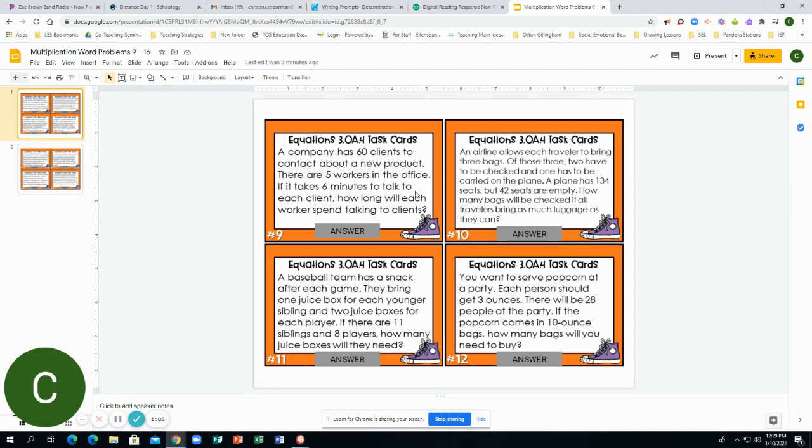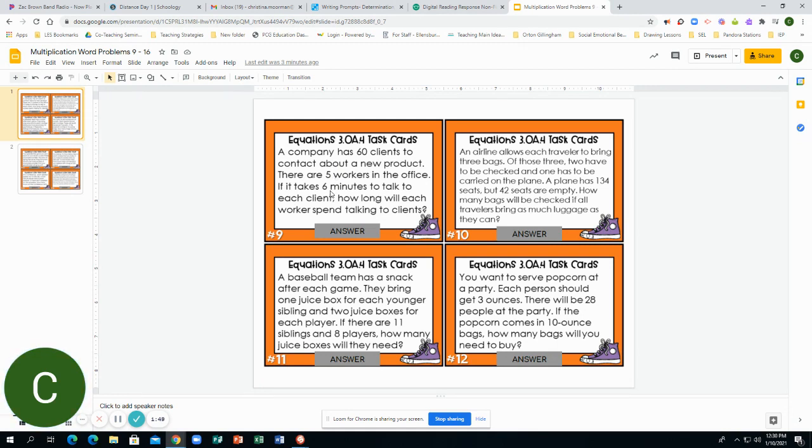There's a couple things we have to figure out first, right? How many clients will each worker talk to? If I take 60 and I divide it equally by 5, how many clients is that? How many 5s make 60? So take your multiplication sheet or count by 5s. Do it with me. 5, 10, 15, 20, 25, 30, 35, 40, 45, 50, 55, 60. Each worker will talk to 12 clients.